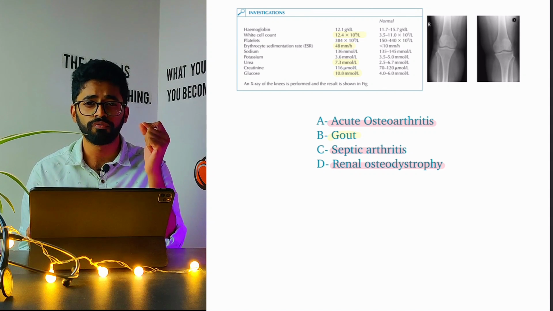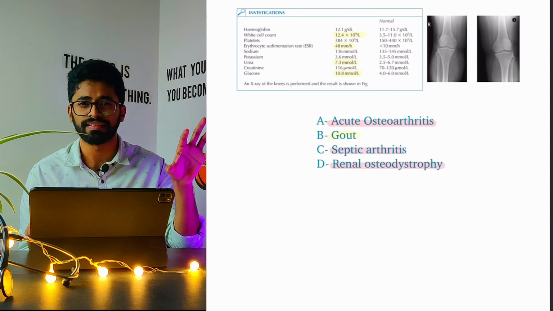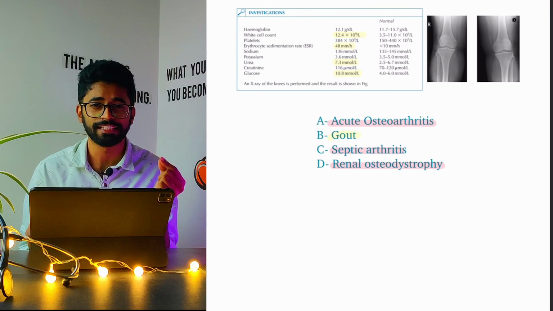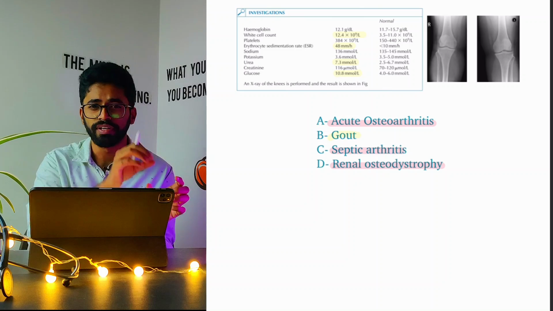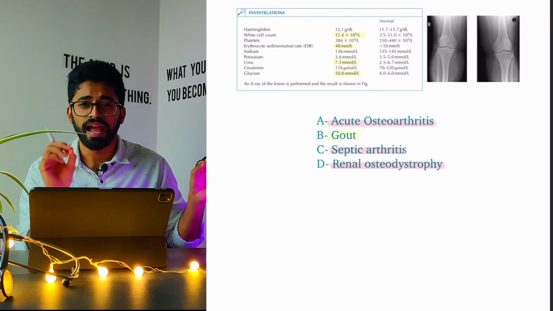Remember, whenever you don't find the answer in the question or in the examination, you need to go by the excluding and decoding method. Go for the options and then look at what is fitting and what is not fitting, exclude, and make the right answer.